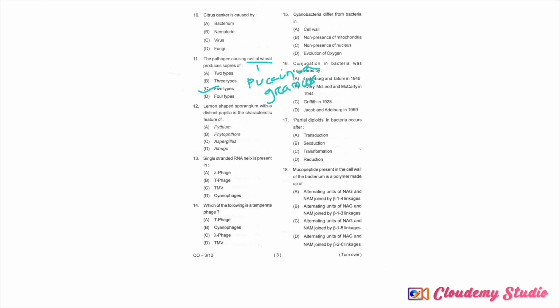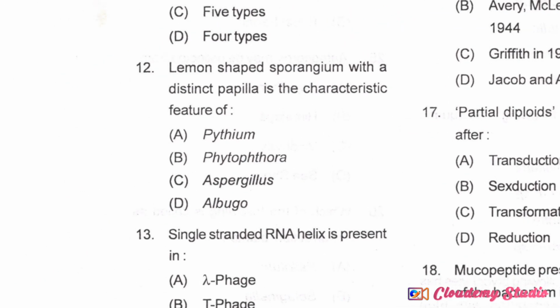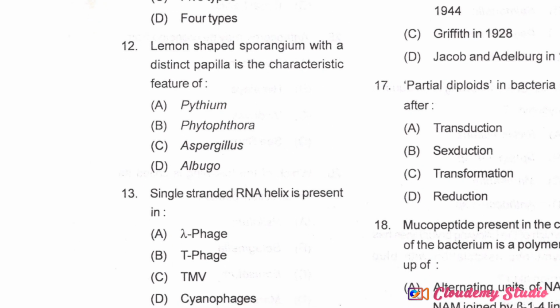Then coming to question number 12, lemon-shaped sporangium with a distinct papilla is characteristic of. Here the answer is option B, Phytophthora. We need to remember that Phytophthora causes late blight of potato, class Oomycetes, and Albugo causes white rust in wheat.